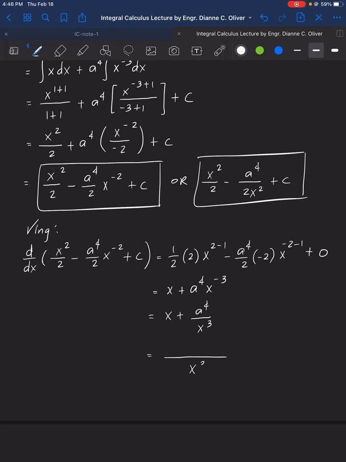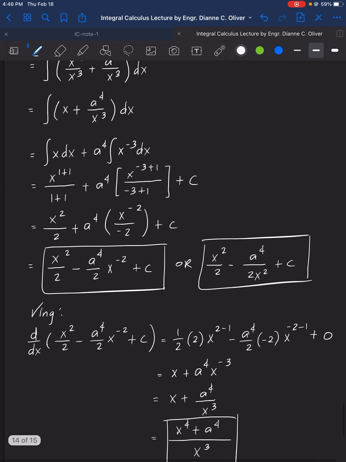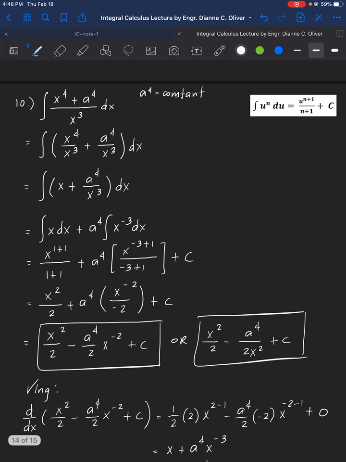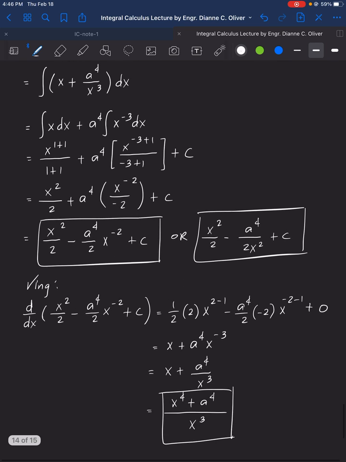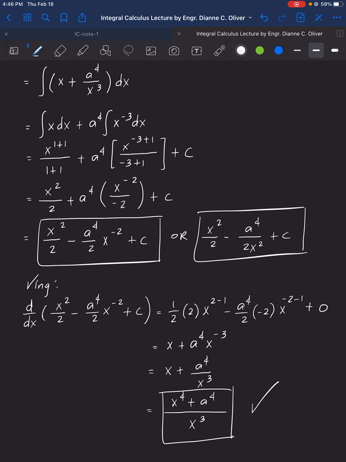So x raised to 3 for the denominator, and the numerator is x raised to 4 plus a raised to 4. So this is our given a while ago. So x raised to 4 plus a raised to 4 all over x raised to 3. So this means that these answers are correct.